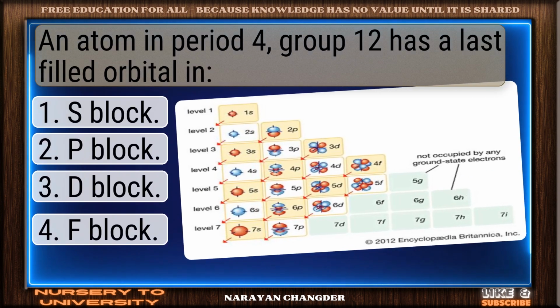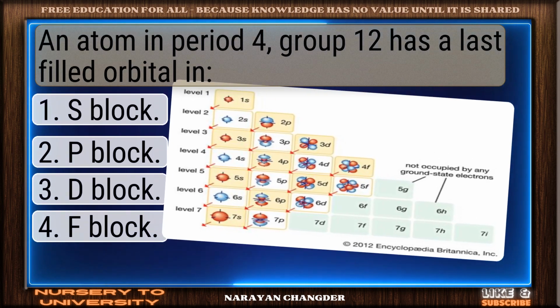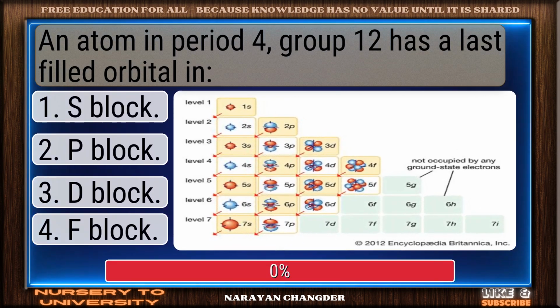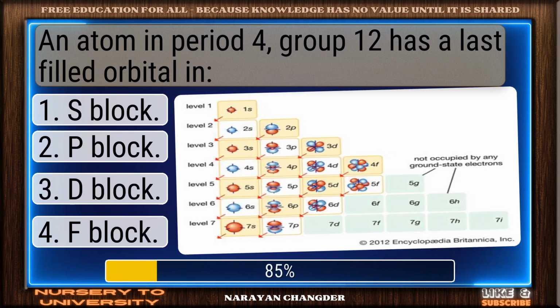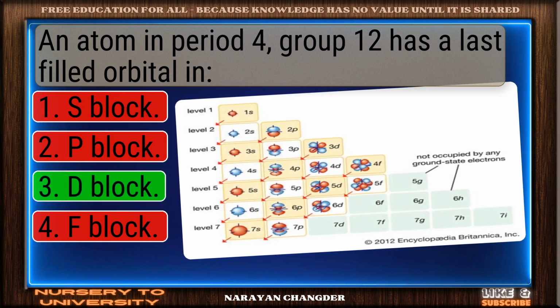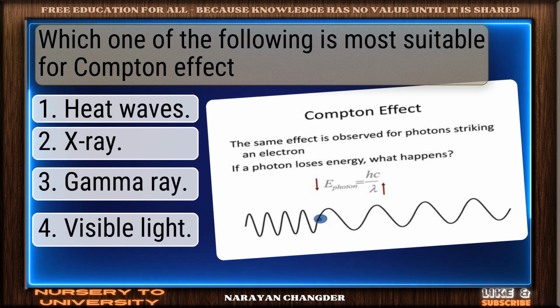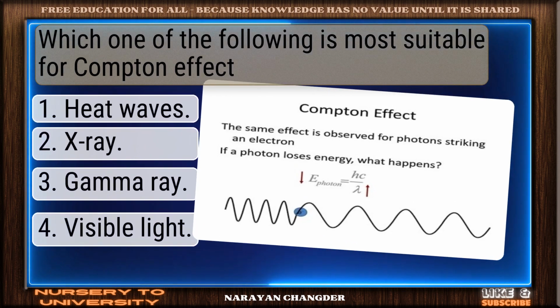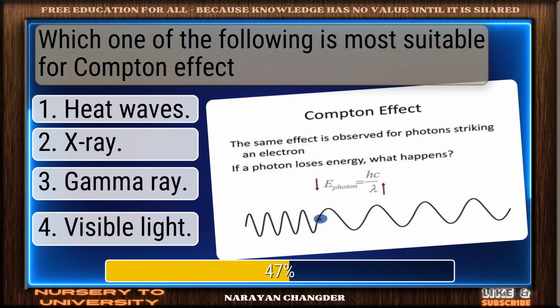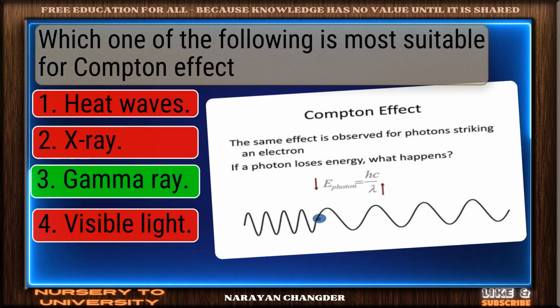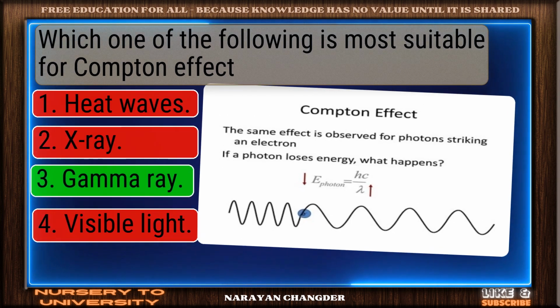An atom in period 4, group 12 has a last filled orbital in. Clear logic. Your choice, d block, is sound and 100% true. Which one of the following is most suitable for Compton effect? Smart pick. Gamma ray is the correct choice.